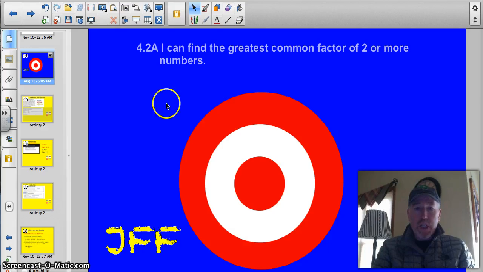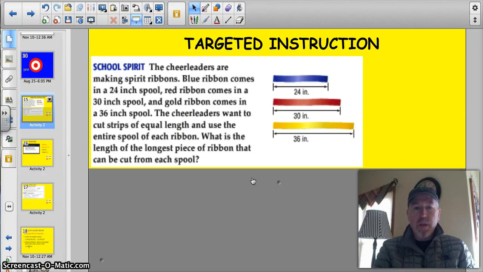Officially, our target today is 4.2a. I can find the greatest common factor of two or more numbers. We're getting up there, getting a little harder than 5th grade. Let's do this. All right, let's start off with a question. See if you can answer this.